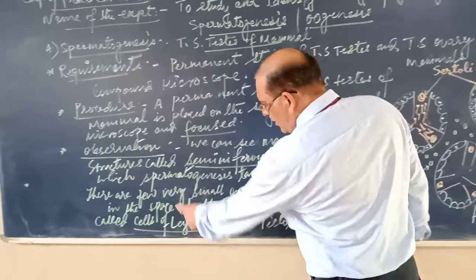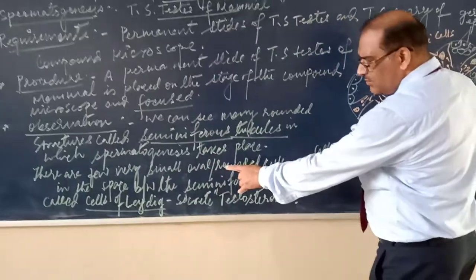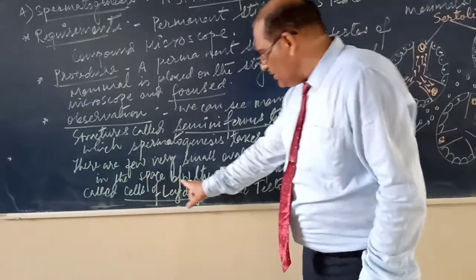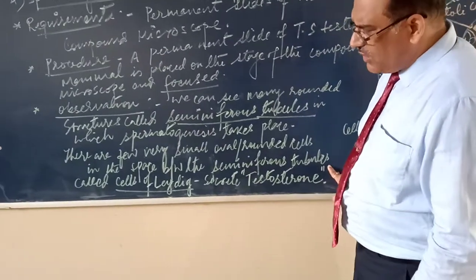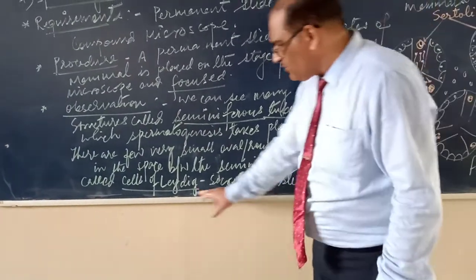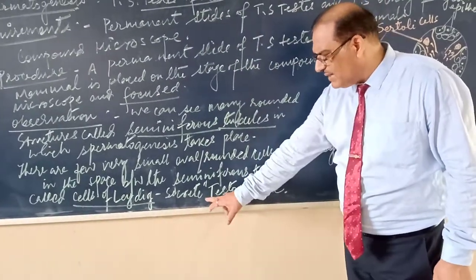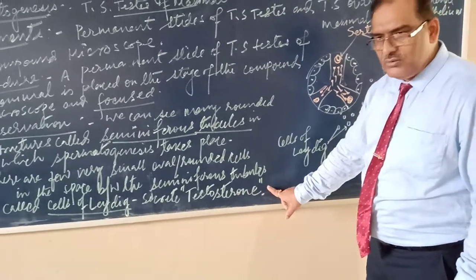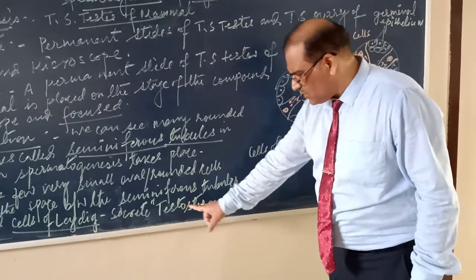Now there are a few very small oval or rounded cells in the space between the seminiferous tubules. These small cells are called cells of Leydig. The cells of Leydig are endocrine in nature and secrete the chief male sex hormone, the chief androgen, that is testosterone.